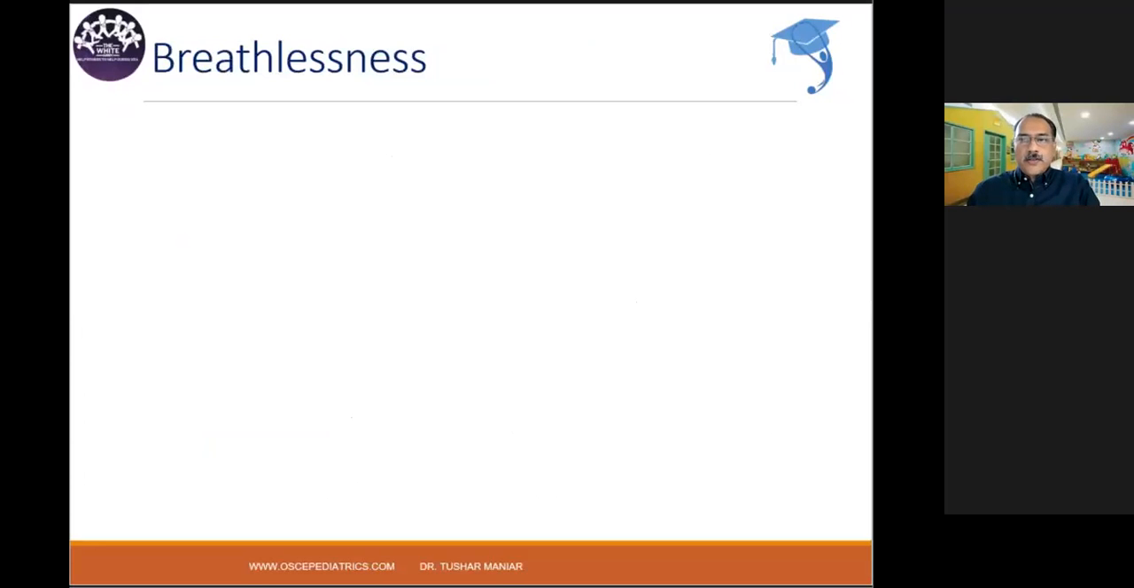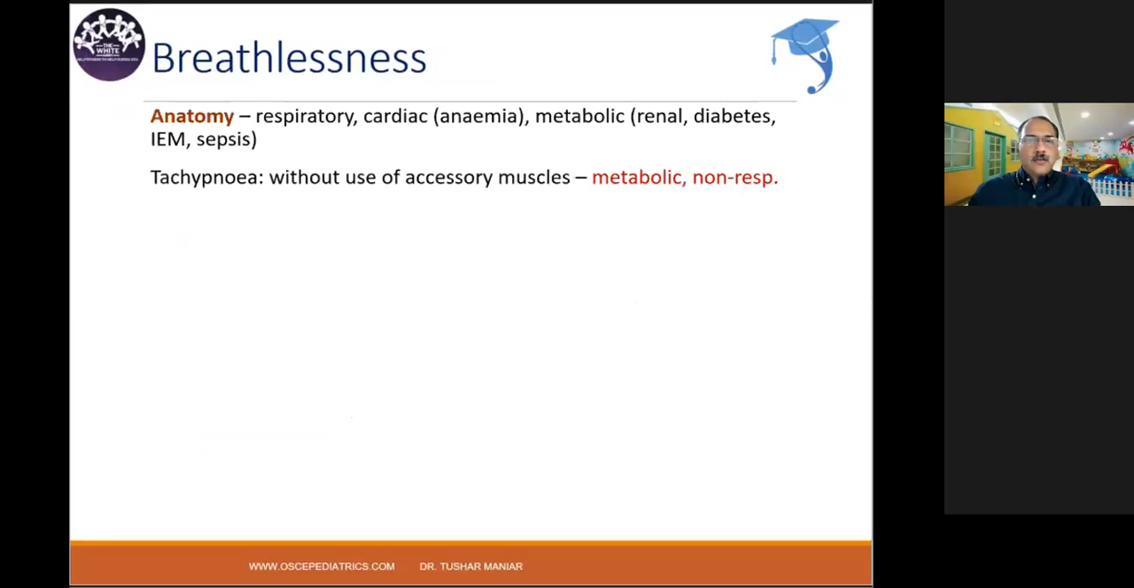Now let's look at breathlessness. Okay. It's going a bit faster because you know most of these things. And in breathlessness, again, as we said, we have to decide whether there is use of accessory muscle or no accessory muscle. That means we are deciding whether this is dyspnea or tachypnea. If it is tachypnea, you think about metabolic conditions or non-respiratory conditions. If it is dyspnea, it's dyspnea at rest or dyspnea on exertion. If it is dyspnea on exertion, it's more likely to be cardiac. If it is dyspnea at rest, then it's going to be more likely to be respiratory.